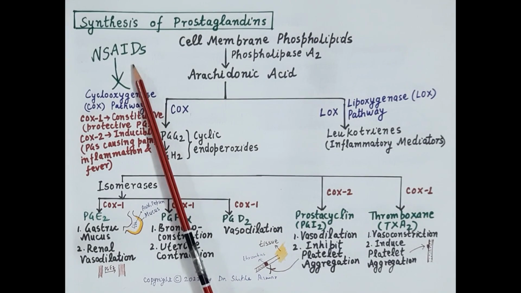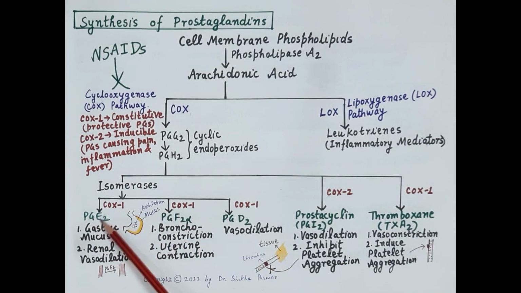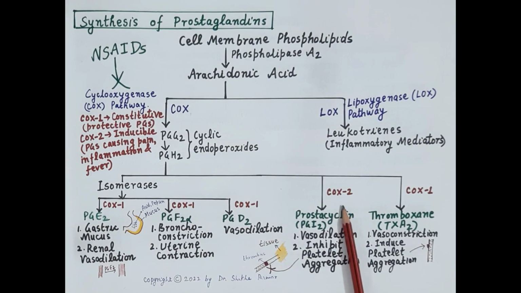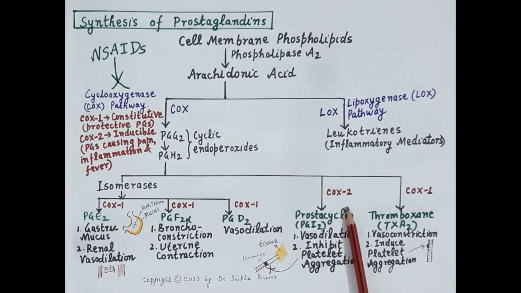Now, non-steroidal anti-inflammatory drugs are of three types. First type of NSAIDs are non-selective, for example, aspirin and indomethacin. Now, these drugs block COX-1 as well as COX-2. So, these drugs are highly efficacious. They show highly efficacious anti-inflammatory, analgesic and antipyretic activity.